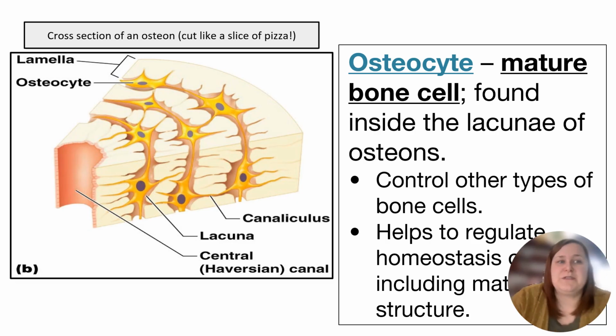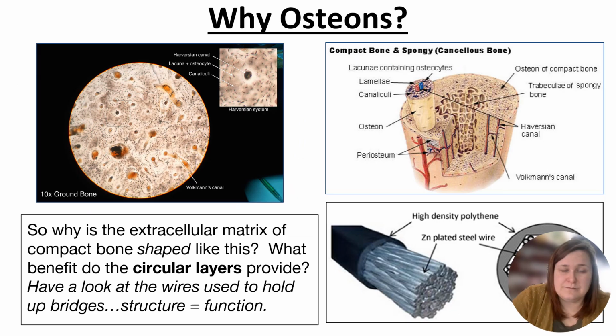So what is an osteocyte anyway? An osteocyte is going to be a mature bone cell. It's going to be found inside the lacunae of those osteons. It is going to control other types of bone cells. So this is going to help regulate the homeostasis of the bone, and it is going to kind of control what is happening in that extracellular matrix that is making up bone.